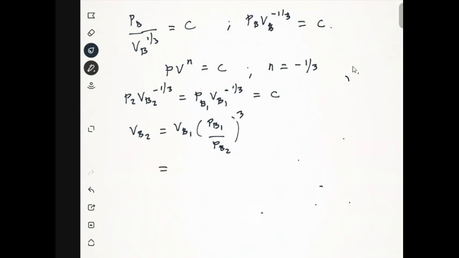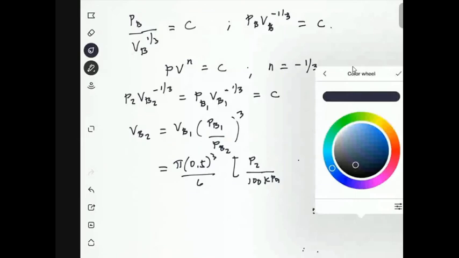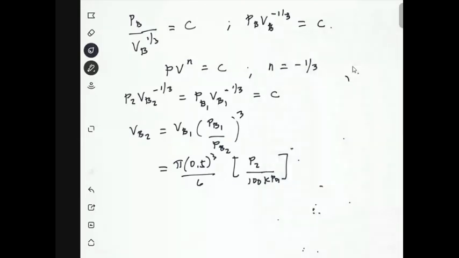That is pi times the diameter 0.5 cubed over 6, times the P2 here over 100, this is raised to the power of 3. Okay. This gives VB2.